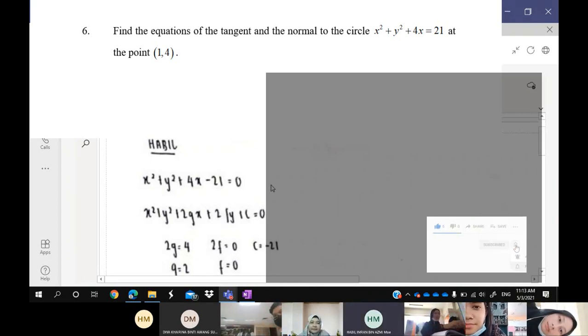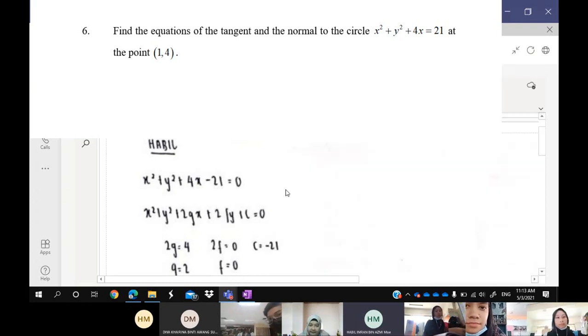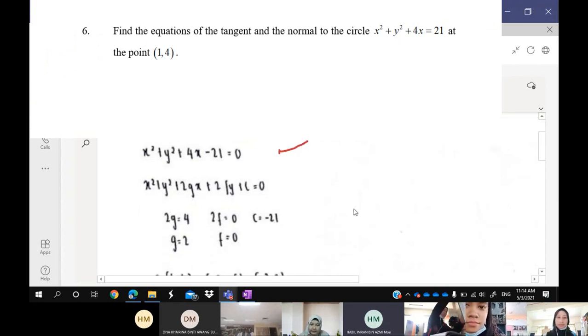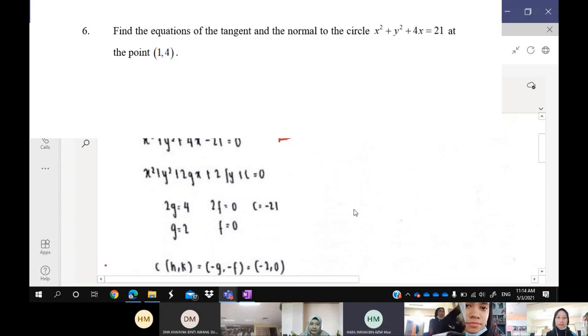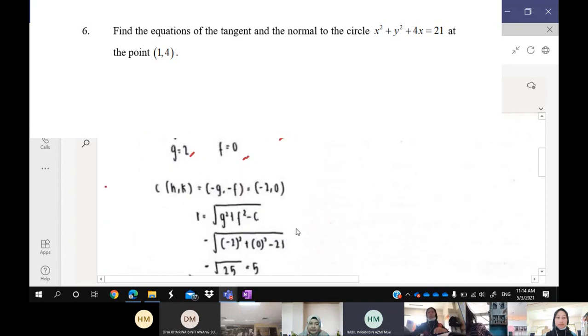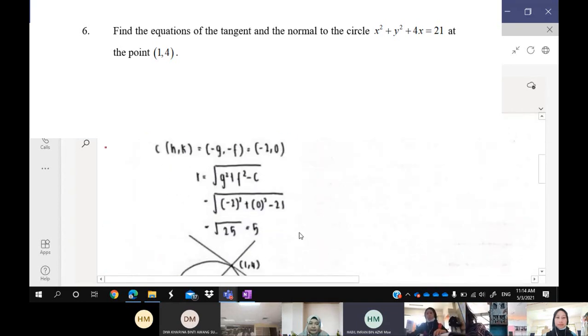First equation: x square plus y square plus 4x minus 21 equals 0. So first, the general equation. We find g equals 2, f equals 0 and c equals negative 21. Then we find the center. The center is negative g and negative f, so we get negative 2, 0.